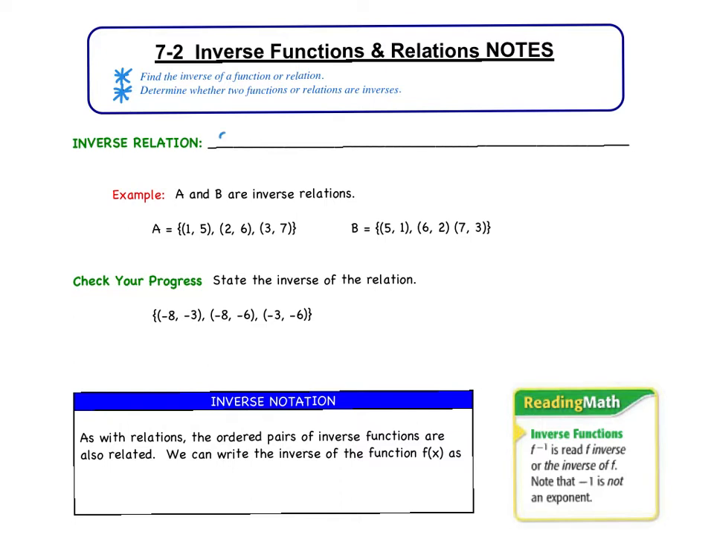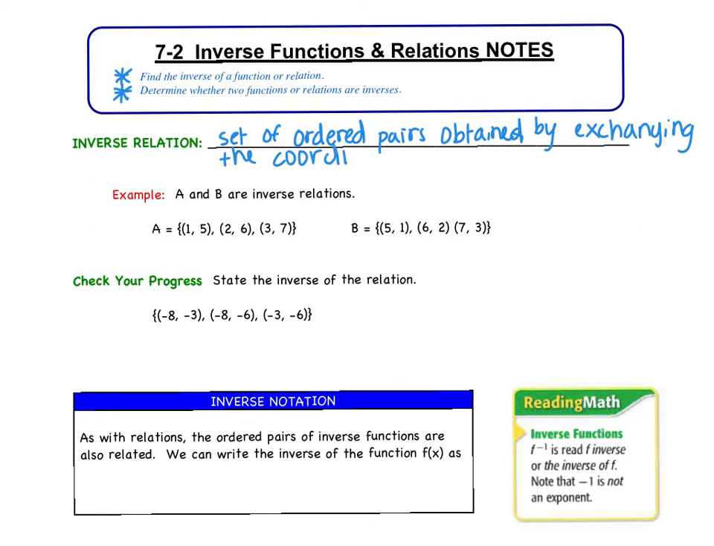An inverse relation is a set of ordered pairs obtained by exchanging the coordinates of each pair. What do I mean by that? We switch the input, which is x, and the output, which is y.